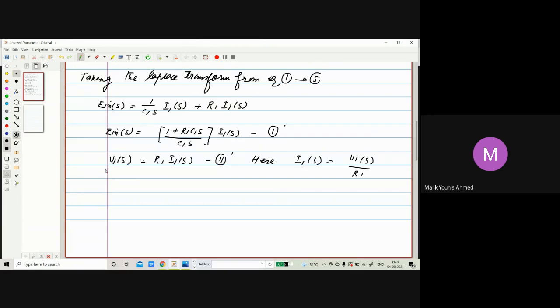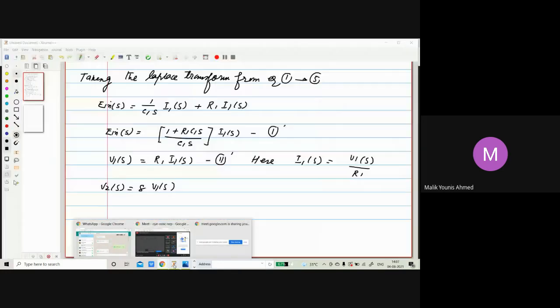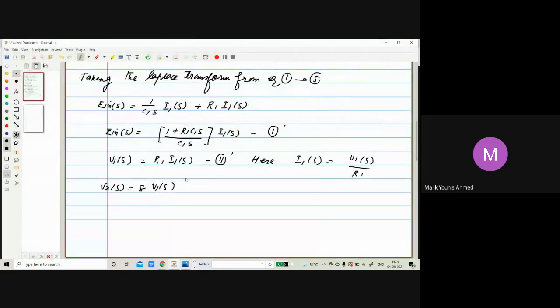So next is V2 of s will be 8 times of V1 of s. That will be third dash. Laplace transforms are dashes. I'm again repeating.